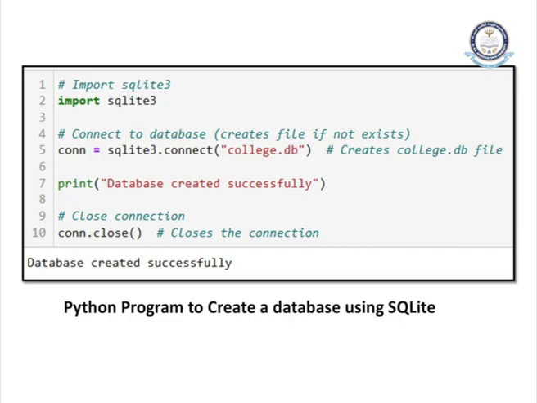Next, observe the fifth statement. What is the purpose of this fifth statement? See this comment, connect to a database, create a file if not exist, nothing but I want to connect to a database. If the database is available, a connection is created to that database. If the database is not available, the database will be created with the name college. That is the meaning of that. Then see the code, the sqlite3 module name dot connect method that is used to connect to this database. What is the name of the database in this example? College. And the connection object name is conn.